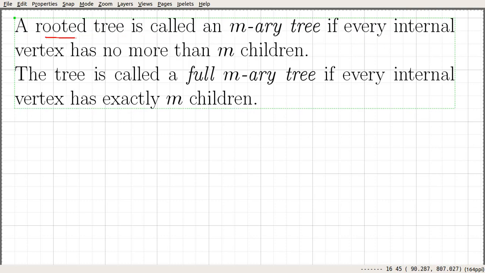A rooted tree is called an m-ary tree if every internal vertex has no more than m children. So let me give an example of an m-ary tree.